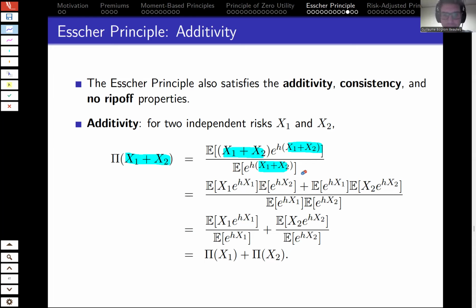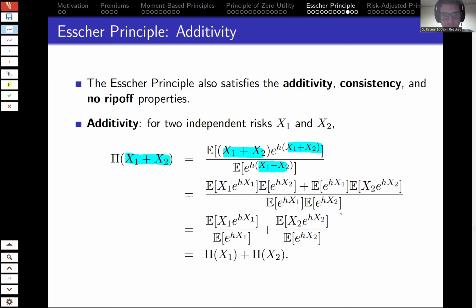And then you're almost done, because of course on this side, this will cancel this, so you're left with this. On the other side, this will cancel this, so you're left with this, and you're done, because by definition, this would be the premium of x1, this would be the premium of x2.